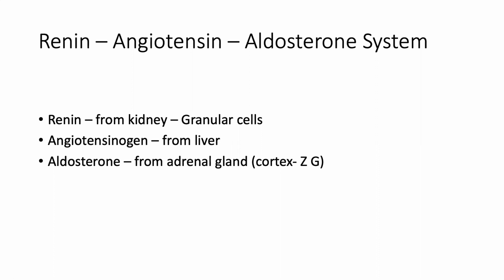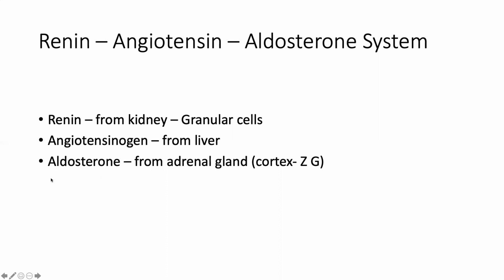So in this chapter, we start talking about the renin-angiotensin-aldosterone system. It is really important, and I believe you will have to study this again in your physiology class. So as we know, renin is secreted from the kidneys, from the granular cells, which are present in the afferent arterioles. Where do we get angiotensinogen? It is from the liver.